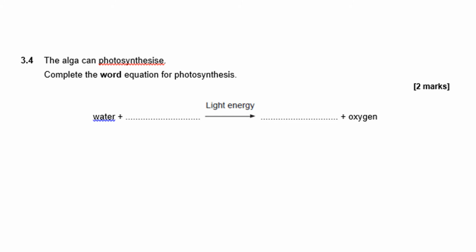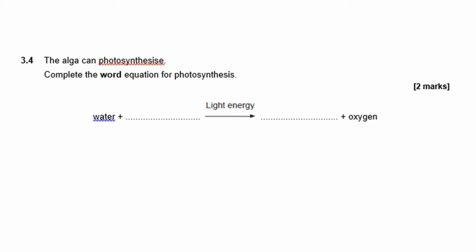3.4. The alga can photosynthesize. Complete the word equation for photosynthesis. Now, you have to know both the word and the symbol equation for photosynthesis. So having the word equation is the slightly easier one. Doesn't give you any options, but it is worth 2 marks.